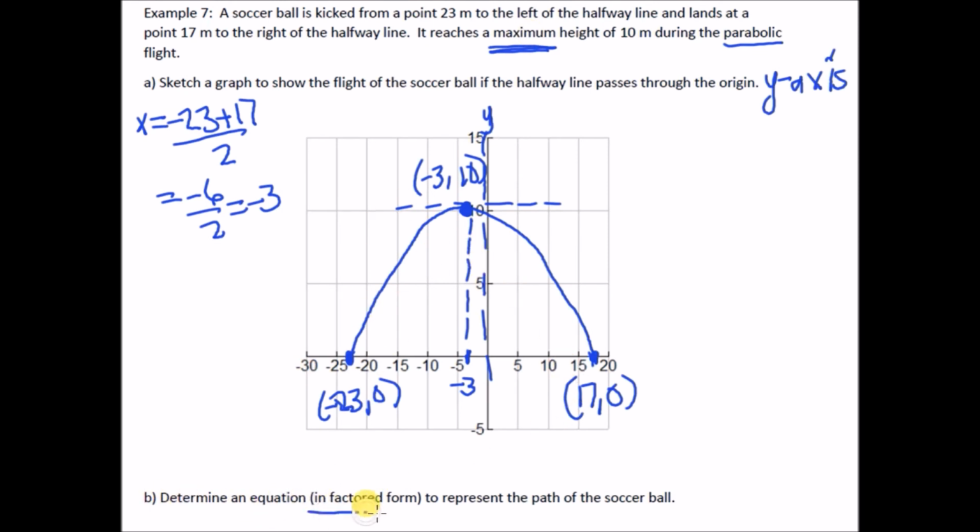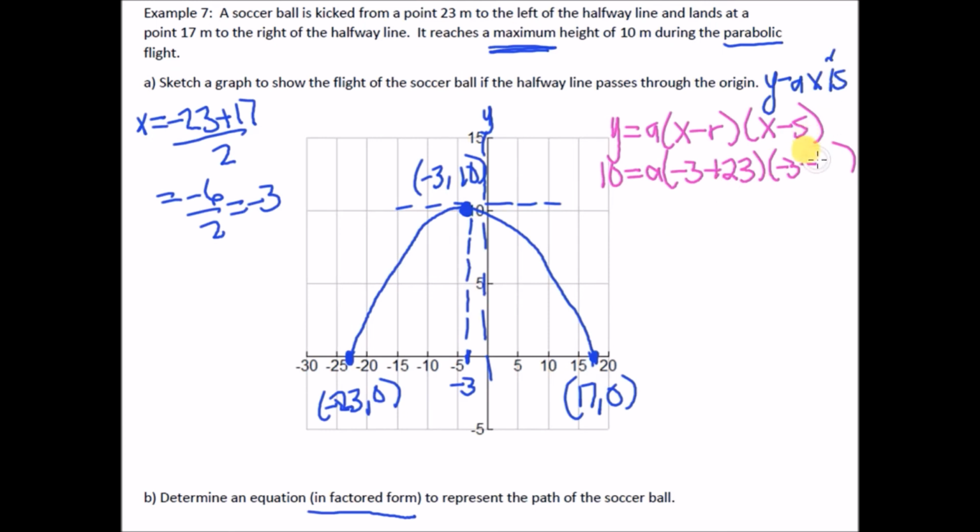So now let's determine the equation in factored form to represent the path of the soccer ball. So y equals a, x minus r, x minus s. Okay. Let's sub in 10, negative 3 for y and x. Okay. And let's sub in negative 23, which turns to a positive 23, double negative, and 17, which stays as the negative 17. Okay, negative 3 plus 23, I get 20. And then negative 3 minus 17, I get negative 20. So I get 10 equals negative 400a.